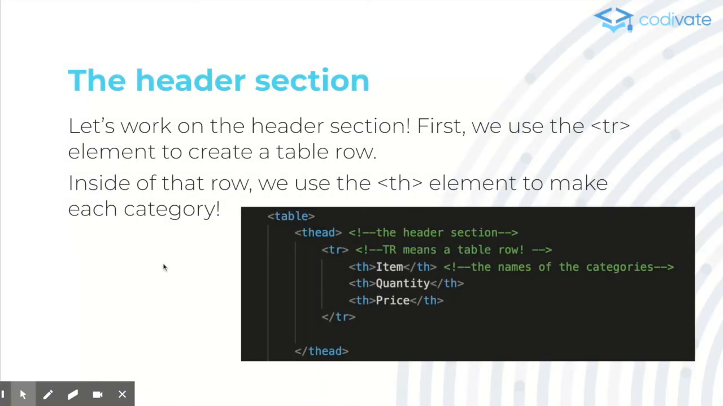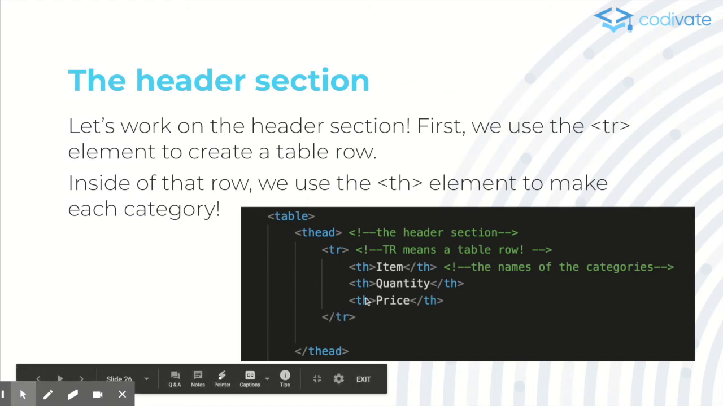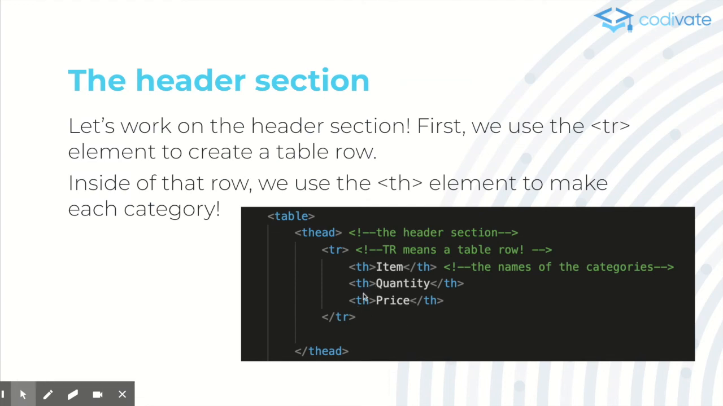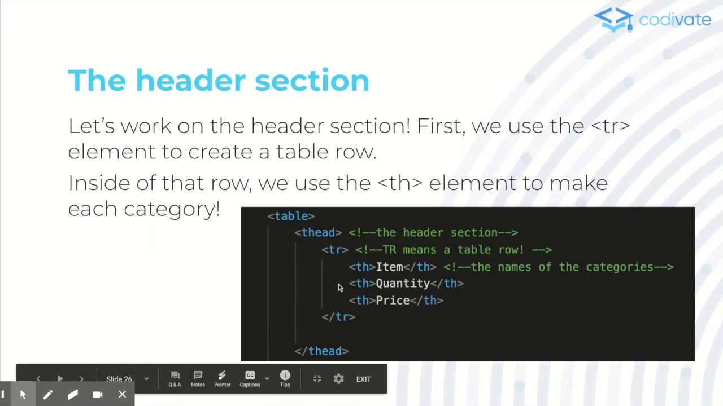So let's work on our header section. First we would use the tr element to create an actual table row. And inside of that row, we can use each th element to make each category. So we would make item, quantity, and price. So that's what it would look like.